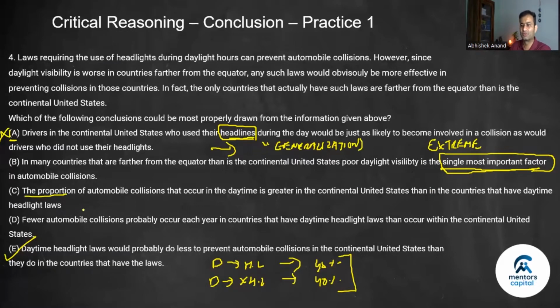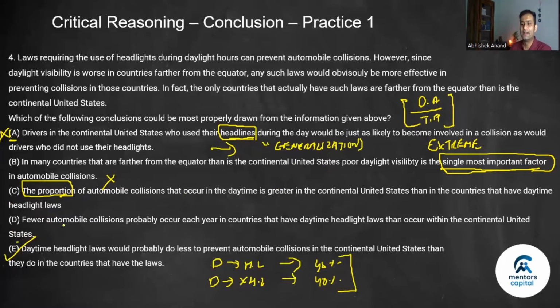Why is C out? The proportion of automobile collisions. Proportion कैसे निकलेगा? Daytime accidents upon total accidents. This is how you'll get the proportion. Have they given us information about daytime कितने accident होते हैं और total accident कितने होते हैं? They have not. So we cannot calculate this proportion. Therefore, this is out. All right.